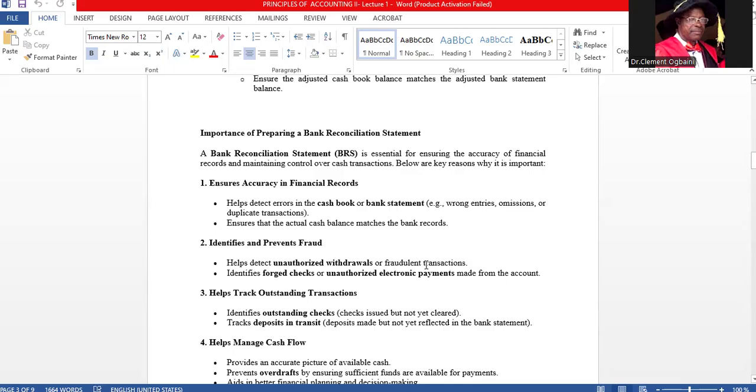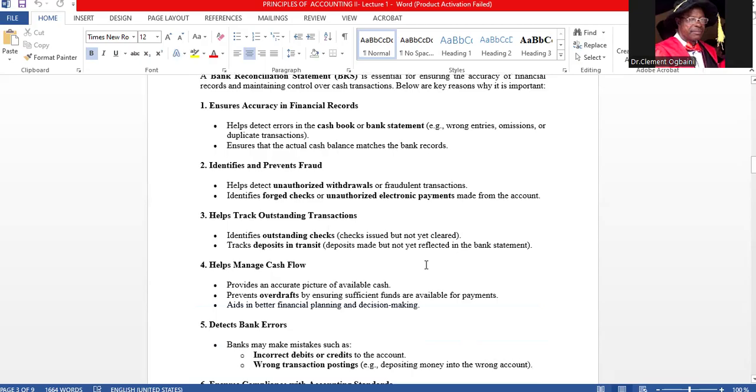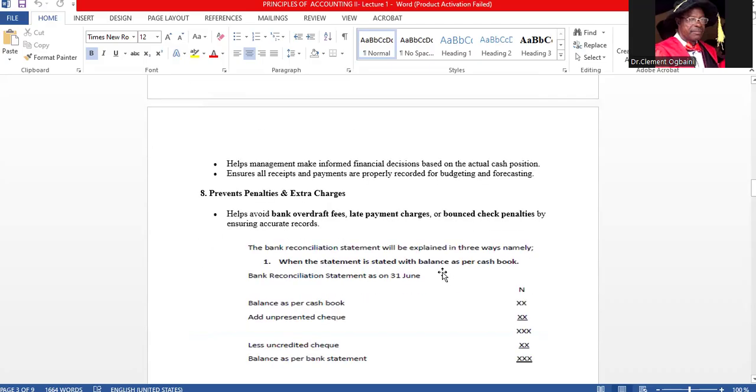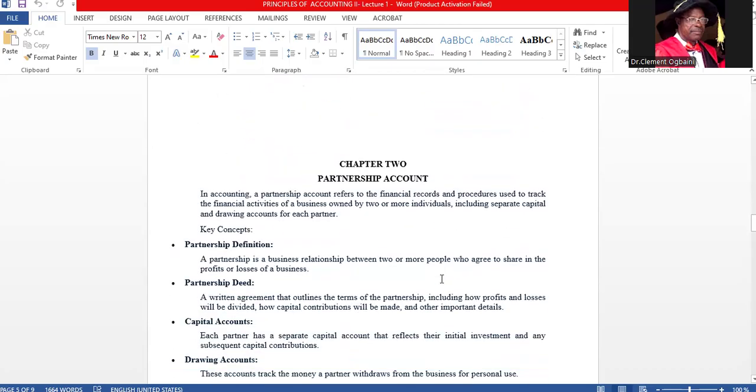It helps us to prevent fraud. It helps us to track outstanding transactions. It helps us in cash management. It helps us to detect error, and it helps us to comply with standards. And also, it helps us to facilitate good decision making.